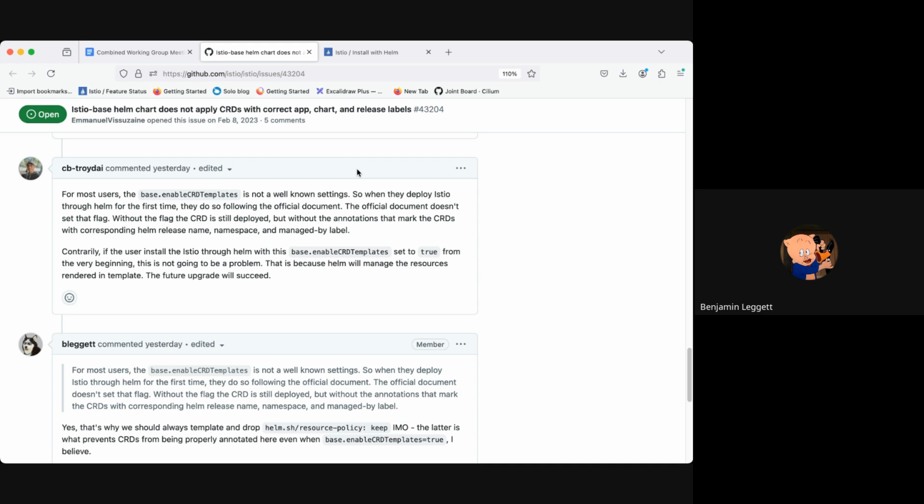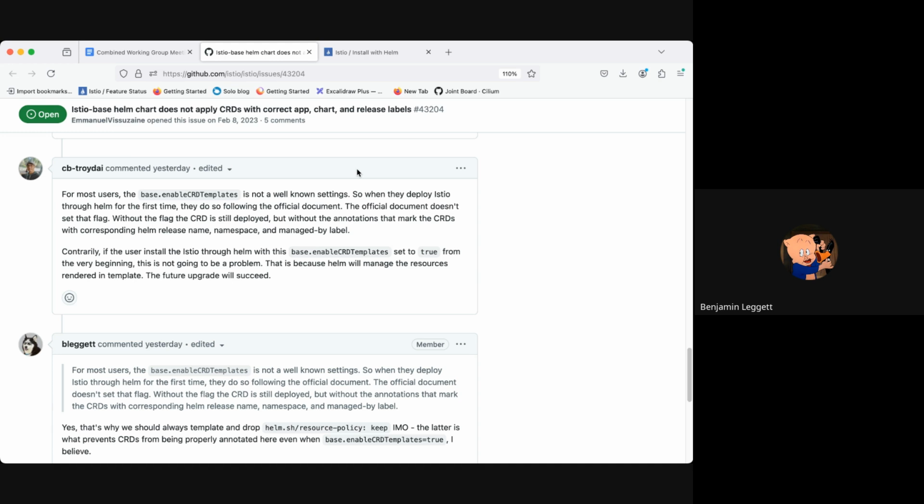Istio does that for Istio CRDs. Given that, I think we can just do it that way, which basically means in practice, the current enable CRD templates option that we have would become the default. Base would become the CRD chart, which it sort of already is. And we remove the resource policy keep stuff that leaves CRDs around after you uninstall the chart.